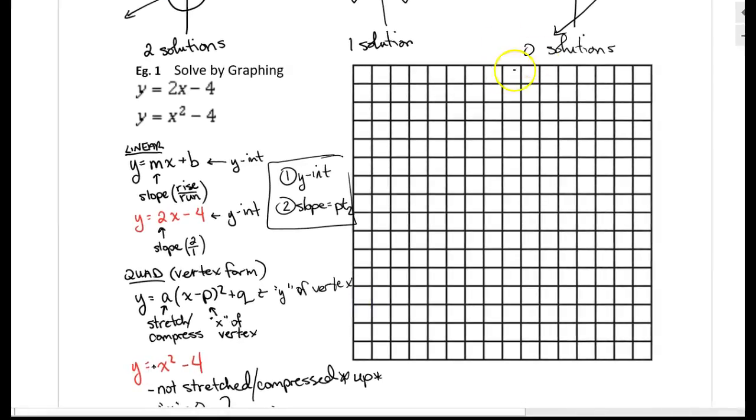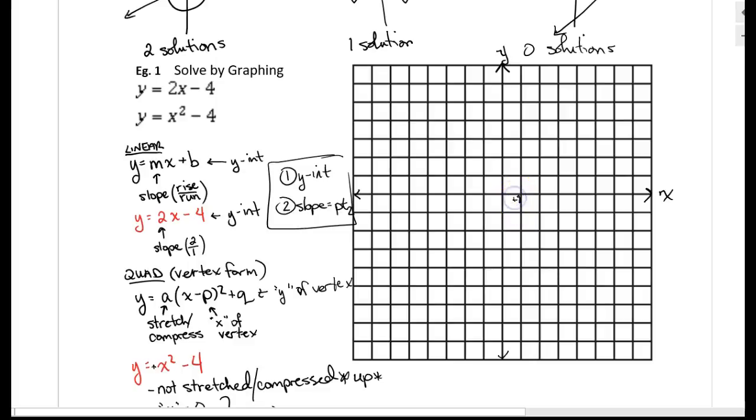Just zoom out a little bit. So I'm going to plot my y-axis here. I'm going to put my x-axis a little bit higher up, just because I want to make sure that I have enough room for those negative values that are showing up, since my y-intercepts are at -4. And then I'm going to label my scale.